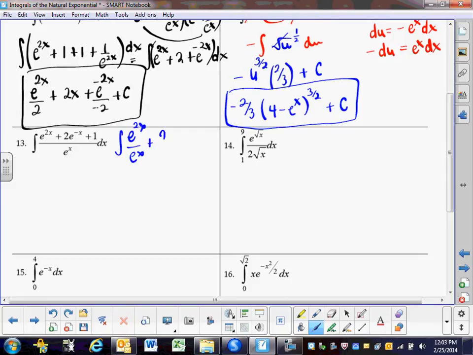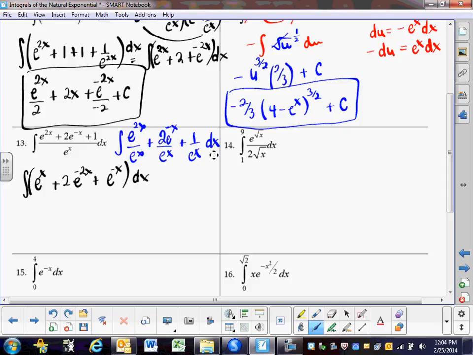13 is going to be simplified very much like number 6. So it's e to the 2x over e to the x plus 2 e to the negative x over e to the x plus 1 over e to the x dx. So if I want to get this into simple x format, this would rewrite e to the 2x over e to the x is just e to the 1x remaining plus 2. Now I have e to the negative x and another e to the negative x on the bottom, so I actually have negative 2x for e, and the last term is just e to the negative x dx.